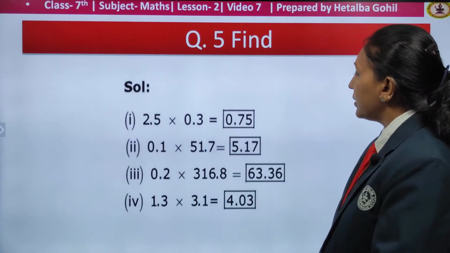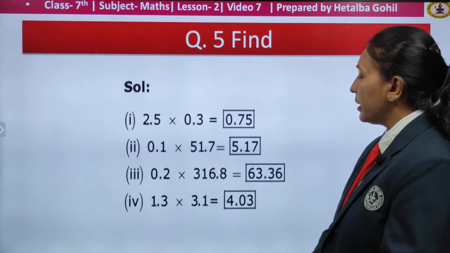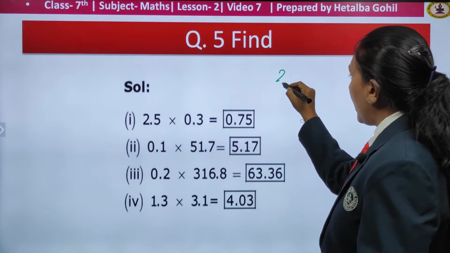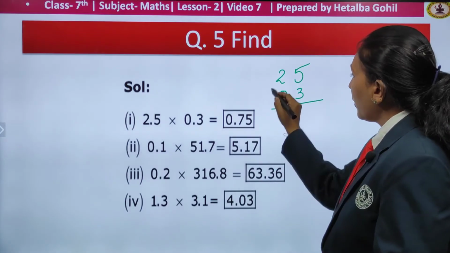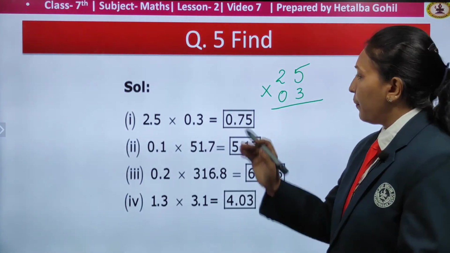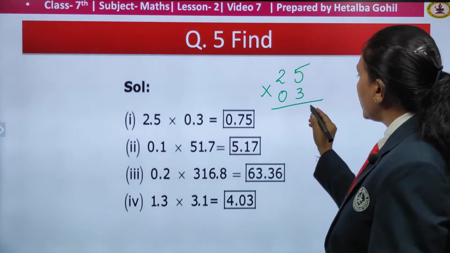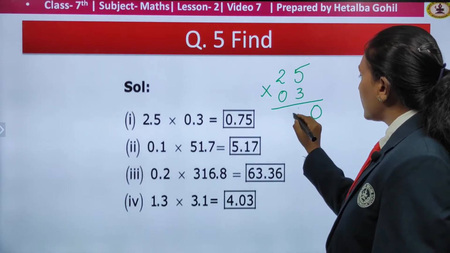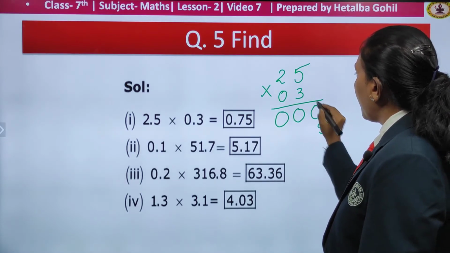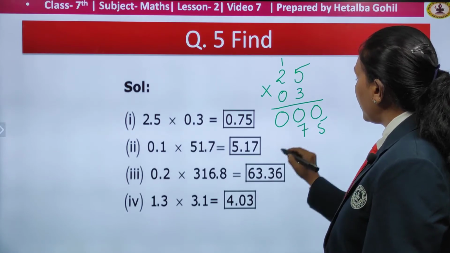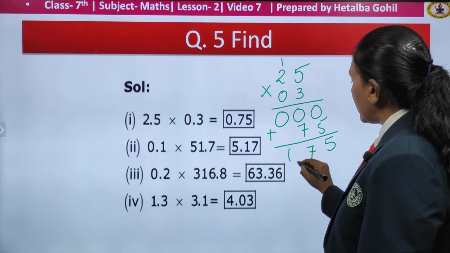Question number 5 here. This is multiplication of a decimal with a decimal number here. The same logic to apply. How you multiply the whole numbers, multiply it here also. Okay, just avoid the decimal numbers first. 25 multiplied by 3. 5 3s are 15, place a 5 and carry 1. 3 2s are 6 plus 1, 7. So we get 75.